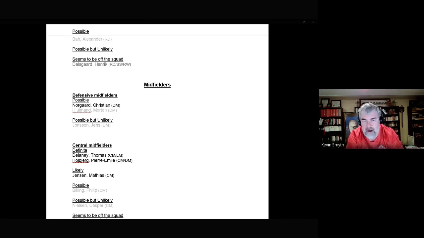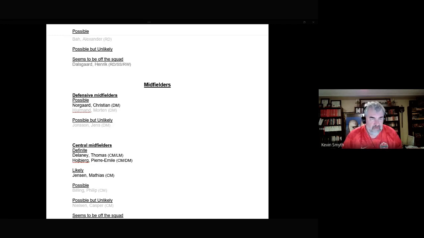Was experimented with, I guess, in that position in those last 2 games of World Cup qualifying after they'd already secured their qualification. In June, with the Nations League games, it was Højbjerg and Delaney twice. But in the 2 other games, Jens Johnson replaced Delaney a couple of times. So maybe I should have him as a bit higher than possible, but unlikely. But there we have it.